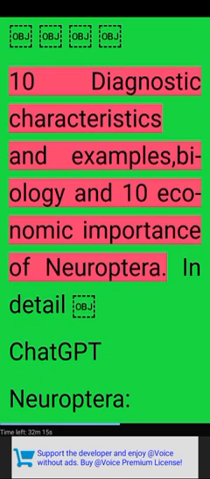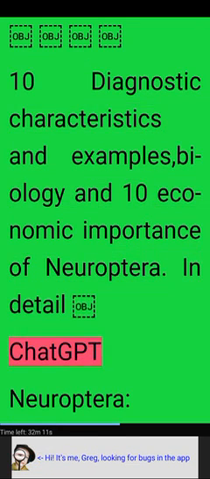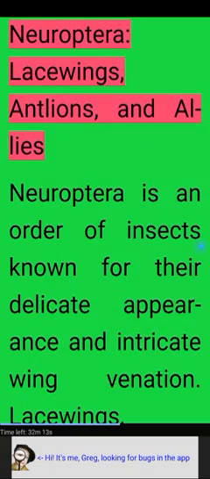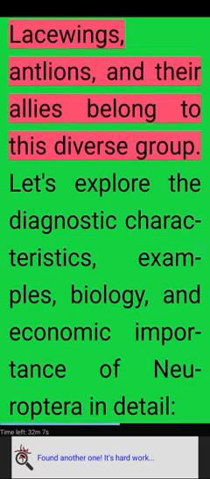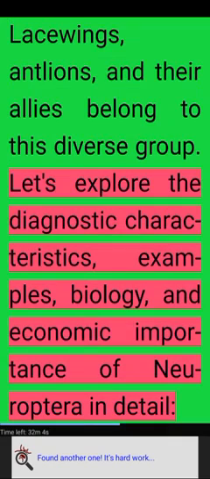10 diagnostic characteristics and examples, biology and 10 economic importance of Neuroptera, in detail. ChatGPT. Neuroptera, lacewings, antlions, and allies. Neuroptera is an order of insects known for their delicate appearance and intricate wing venation. Lacewings, antlions, and their allies belong to this diverse group. Let's explore the diagnostic characteristics, examples, biology, and economic importance of Neuroptera in detail.